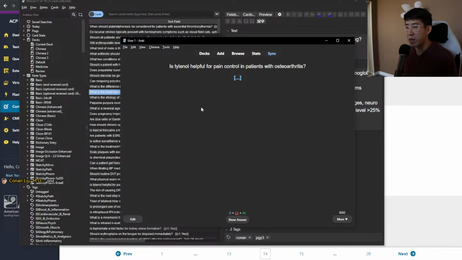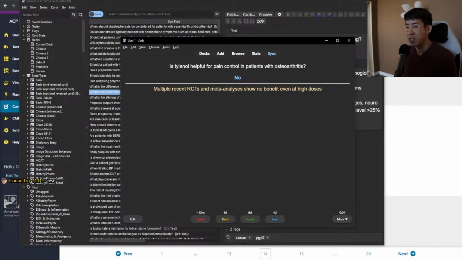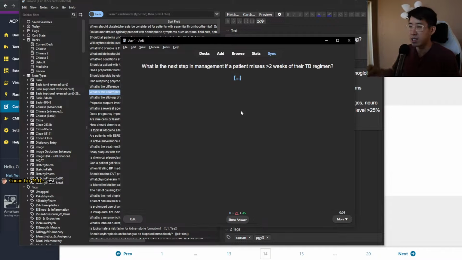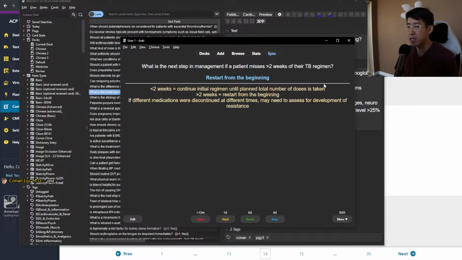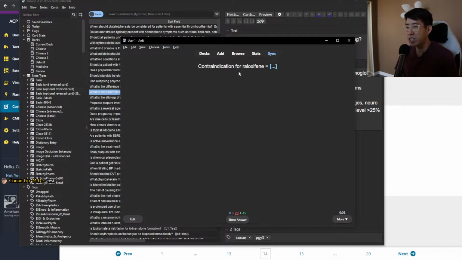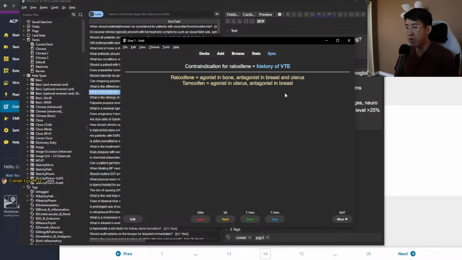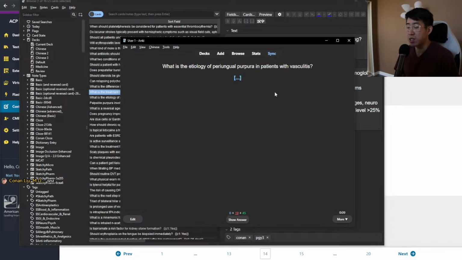Is Tylenol helpful for pain control in patients with osteoarthritis? The answer is no. Actually, multiple recent RCTs show no benefit, and basically you should be using NSAIDs instead. What is the next step in management if a patient misses greater than 2 weeks of their TB regimen? It should be restart from the beginning. If they miss less than 2 weeks, then continue the initial regimen until the planned total number of doses is taken. If it's greater than 2 weeks, then restart from the beginning. Contraindication for raloxifene is going to be VTE, or prior history of clots, just because it increases the risk.